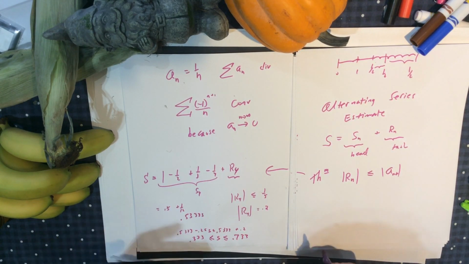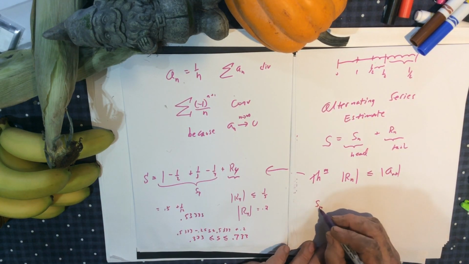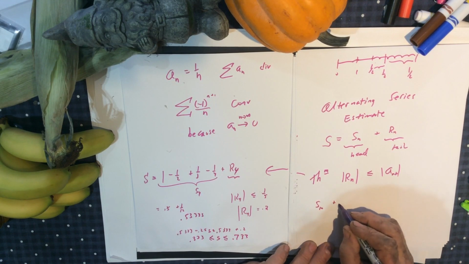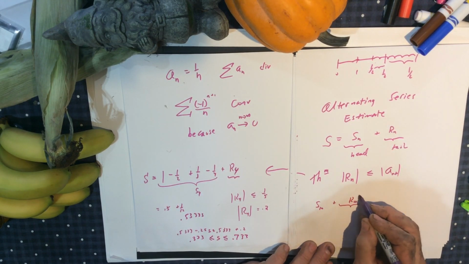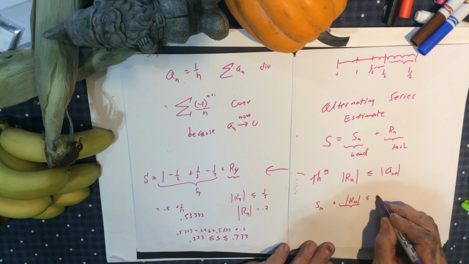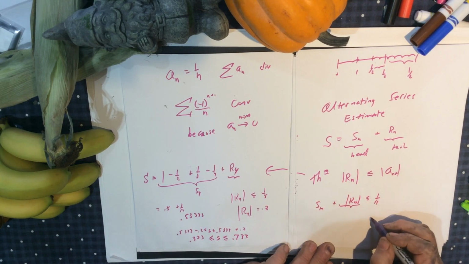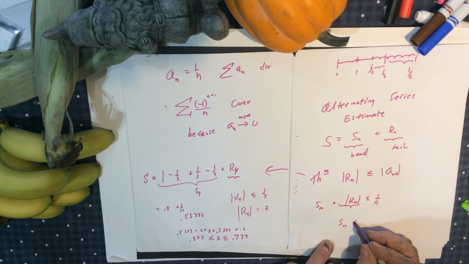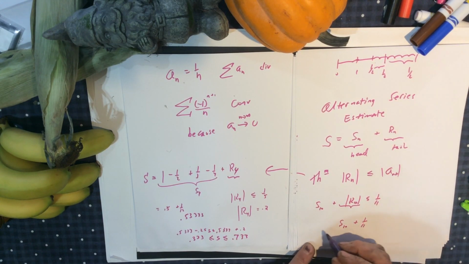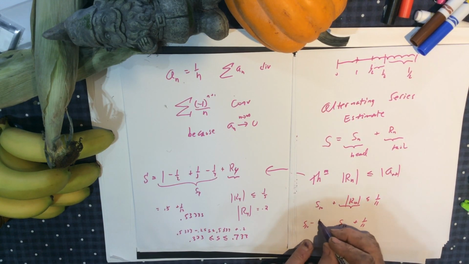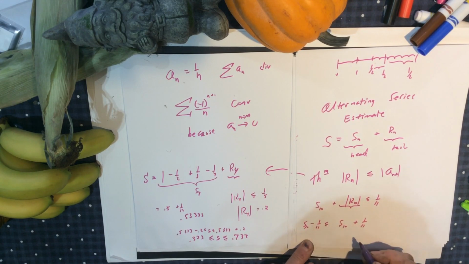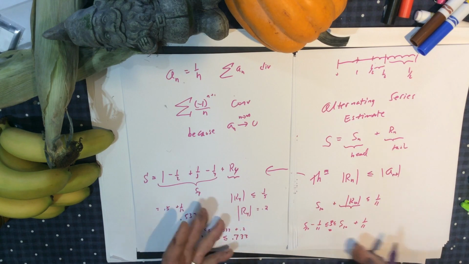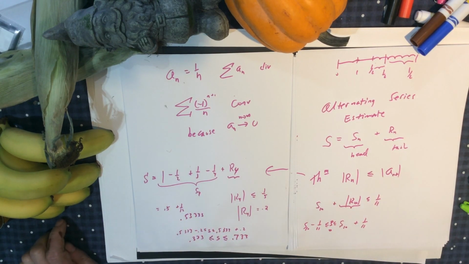Now, imagine if you did S10. Well, then the size of R10 is less than or equal to 1/11. And so now you know that you have some value S10, and the highest you could go up from there would be 1/11, and the furthest down you can go from there would be 1/11. And so the actual value for S is somewhere between there.